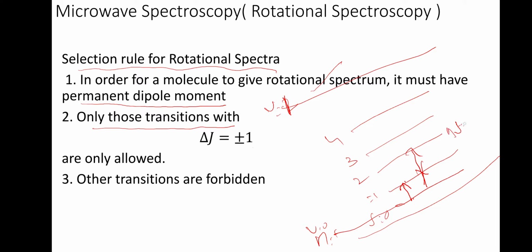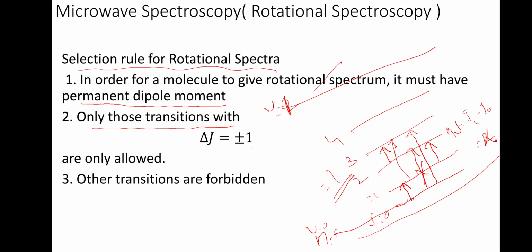Delta J is equal to J2 minus J0, which is equal to 2. So this is not allowed. But from this to this is allowed: 2 minus 1 is equal to 1. Similarly, 0 to 3 is not allowed, but 2 to 3 is allowed. 1 to 3 is also not allowed. Our difference should be equal to plus or minus 1.